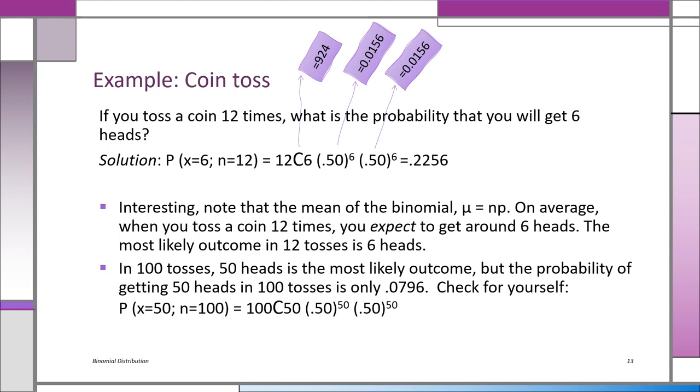And by the way, with 100 tosses, we know mathematically mu equals np, 100 times a half. So you're supposed to get 50 heads. That's the most likely outcome. But the probability of getting 50 heads in 100 tosses works out to only 0.0796. Again, just check the formula. You'll see it's a low probability, 0.0796, even though it's the most likely thing that's going to happen.